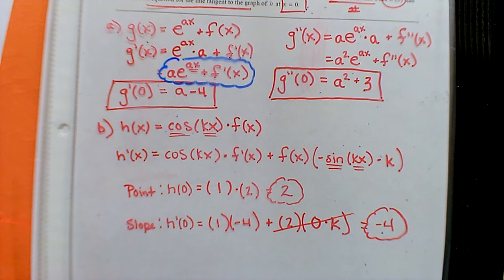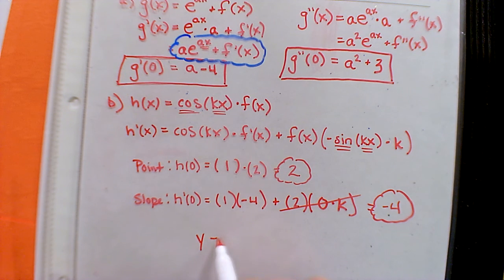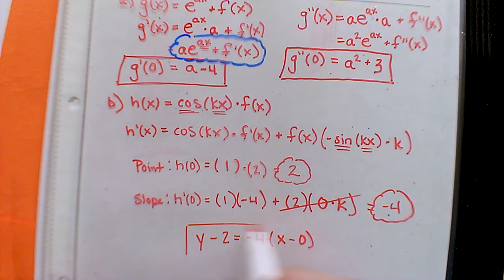Do you guys think you can write the equation of a tangent line with that information? Y minus 2 equals -4 times x minus 0.